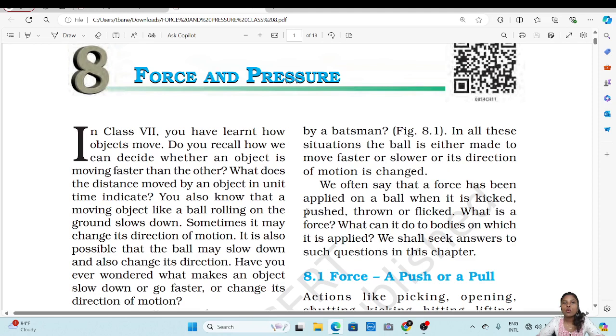So that kind of force and pressure we are going to study in this chapter. We'll see what the different types of forces are, then what the impacts of these forces are on the object that you're applying them on. Then further we'll also see about pressure and some more stuff in this chapter.